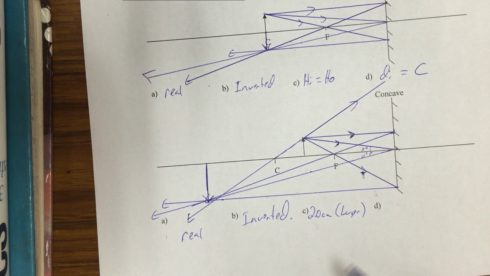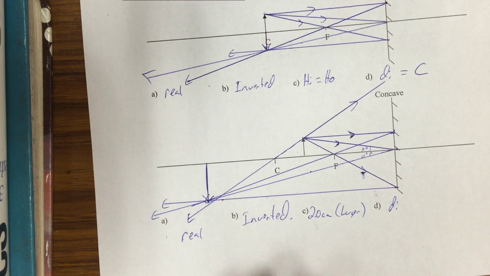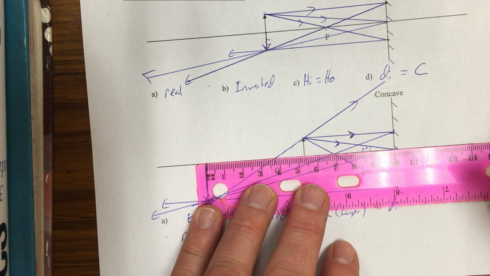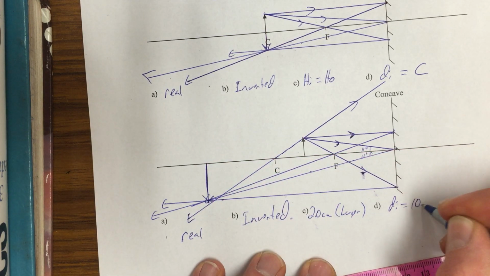The HI value is important, but I'm trying to also give you, I guess, a summary sheet here, and these terms are very important for you to have. And then DI. DI we can measure. We can take our ruler and we can measure it on here. I measure that to be 10 centimeters. DI is equal to 10 centimeters.